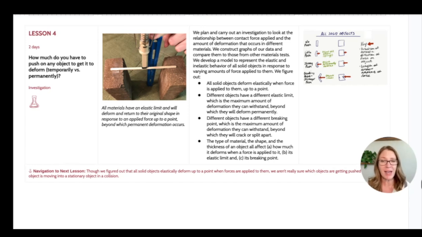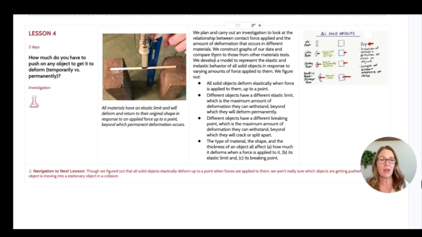And we realize that there's only a certain amount of force that can be pressed until it breaks. So we're developing the idea of an elastic limit. The bendability has a limit. And then we're also going to talk about a breaking point, that at some point when the elastic limit is done, it's going to break.